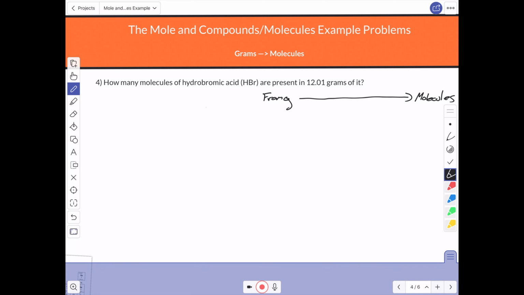And if we're going to go from grams of something, we can't go straight to molecules. Remember, we need the mole as a bridge to get us there. And so that means we've got to go from grams to moles first using the molar mass, and then we can go from moles to molecules using Avogadro's number.